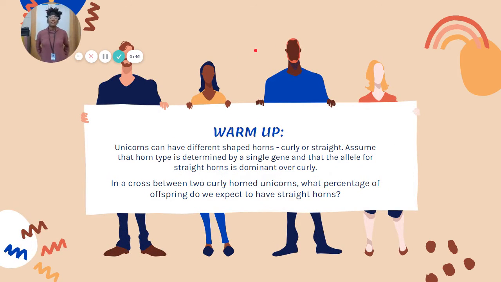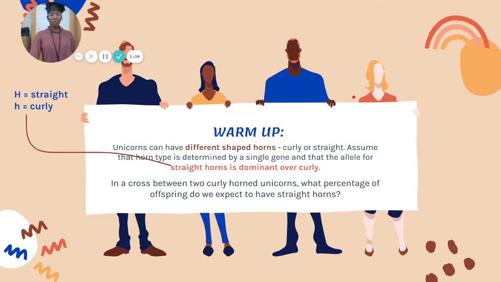So unicorns can have differently shaped horns, either curly horns or straight. Assume that horn type is determined by a single gene and that the allele for straight horns is dominant over curly. In a cross between two curly-horned unicorns, what percentage of offspring do we expect to have straight horns?